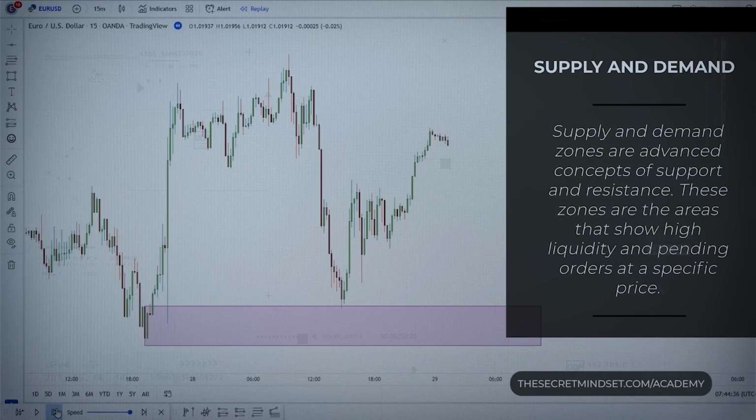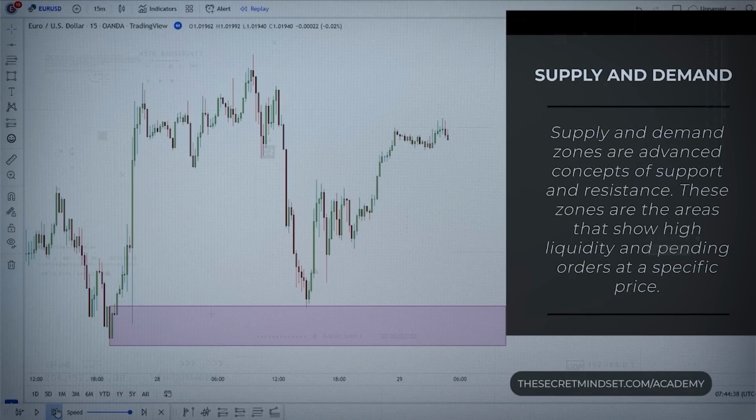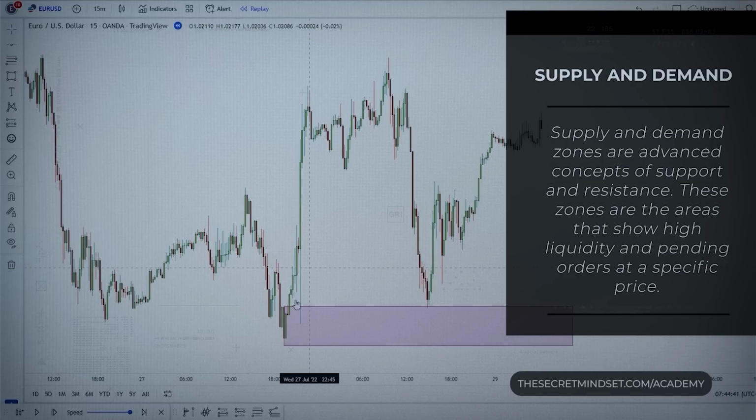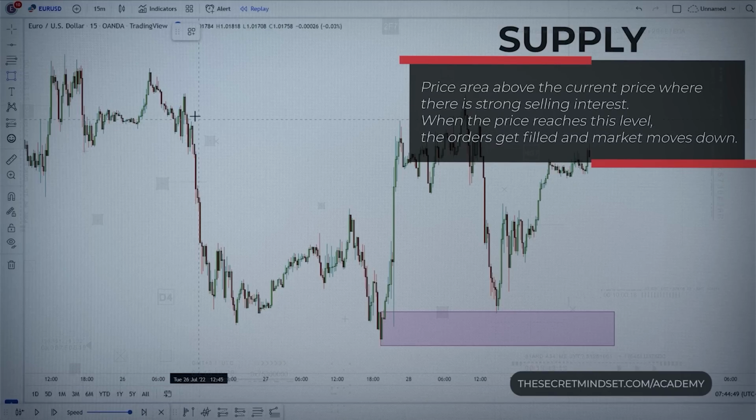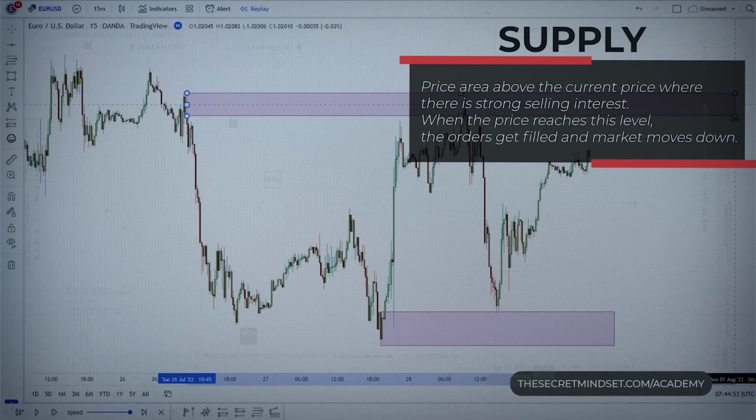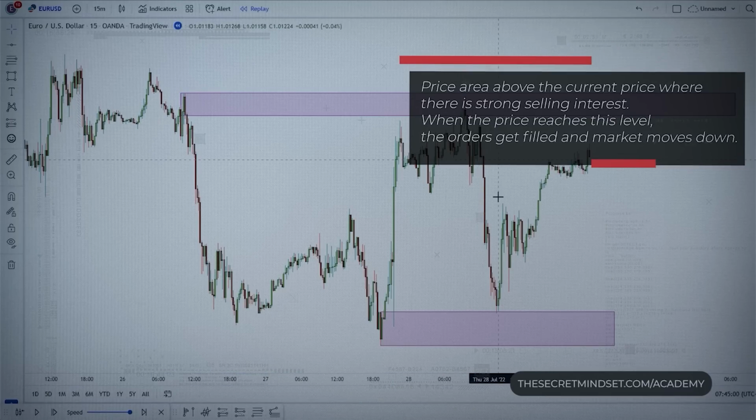thus forming a supply or demand zone at a specific price location. Supply and demand zones are advanced concepts of support and resistance. These zones are the areas that show high liquidity and pending orders at a specific price. A supply zone is a price area above the current price where there is strong selling interest. When the price reaches this level, the orders get filled and it moves down.